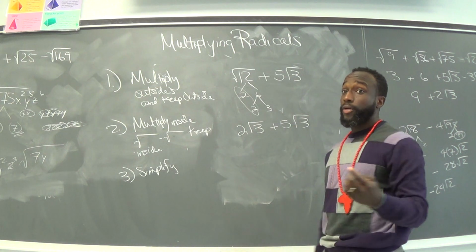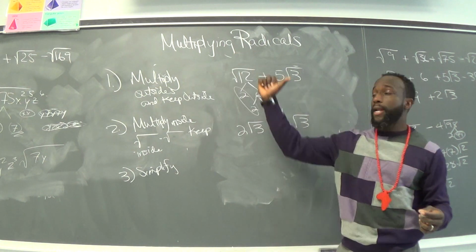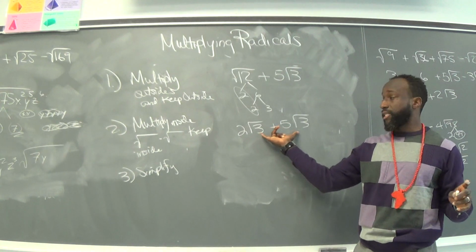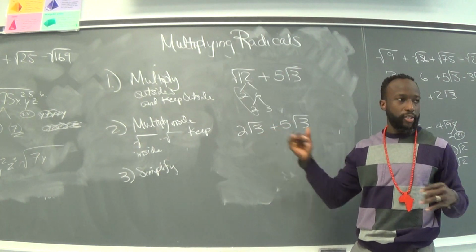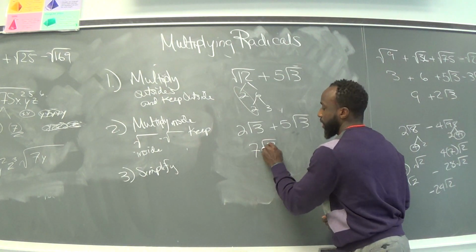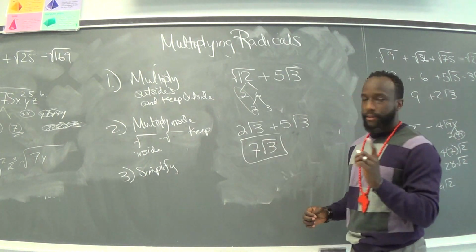Reviewing that rule: when you add radicals, what's inside the radicals must be the same. And since they are the same, your solution ends up being what? 7 root 3. Very good.